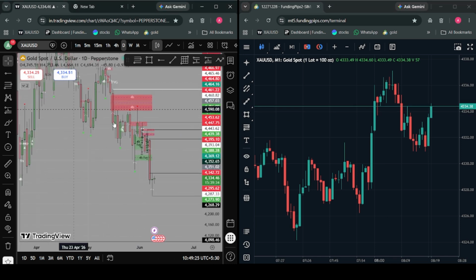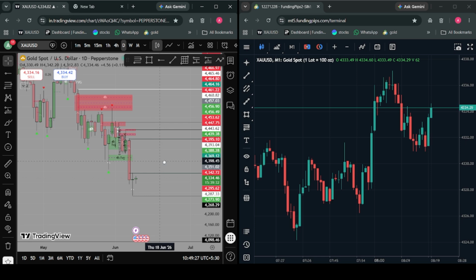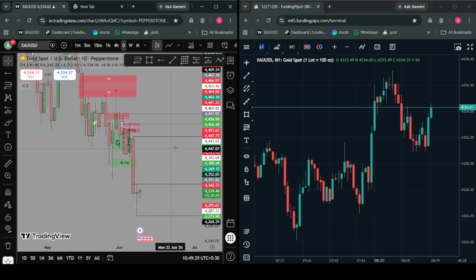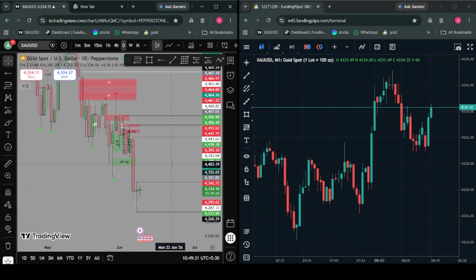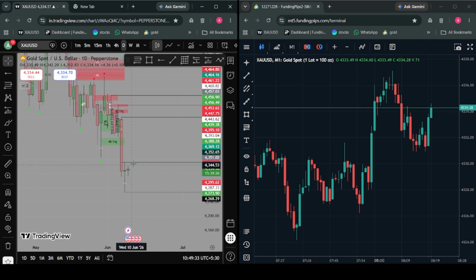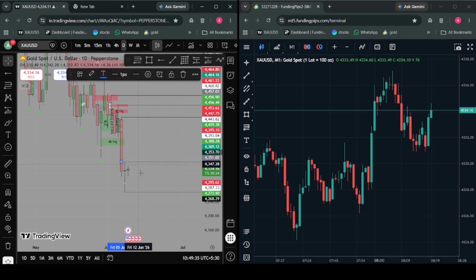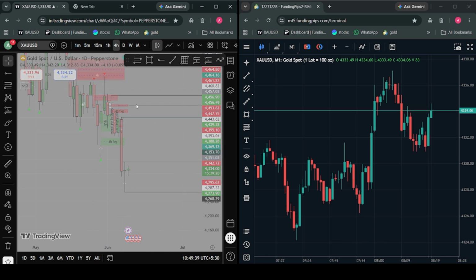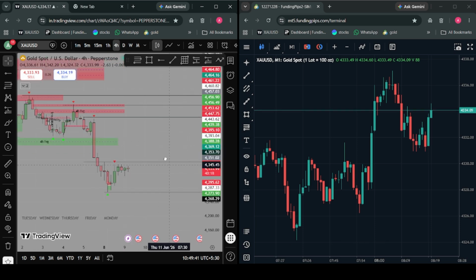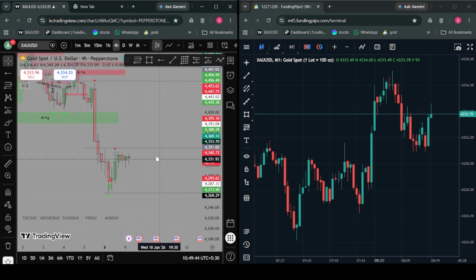So, coming forward on the day, starting the day, क्या देखेंगे हम? सबसे पहले डेली में हम प्रीवियस डे हाइज एंड लोज मार्क करेंगे. Then we switch to 4 hours. We see the structure.